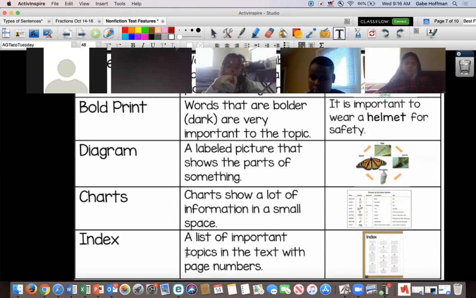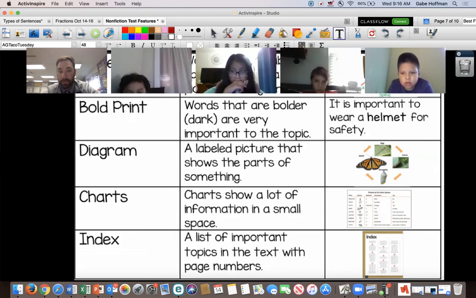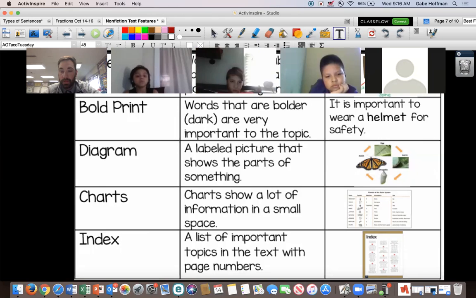And Asil, can you read index? What does an index do? A list of important topics. Maybe, maybe not. Eric, can you read that one too then for us? What's an index? Thank you. Go for it, Derek. Okay. A list of important topics and the text with page numbers.